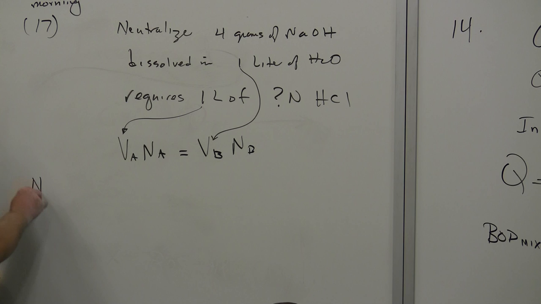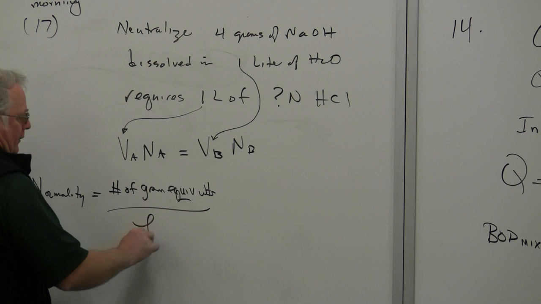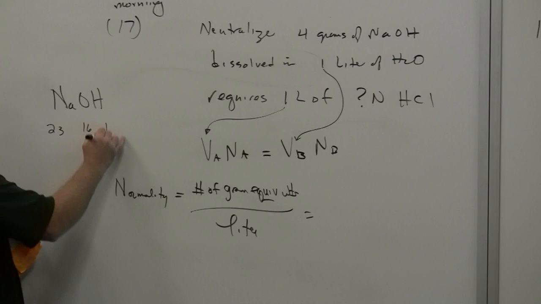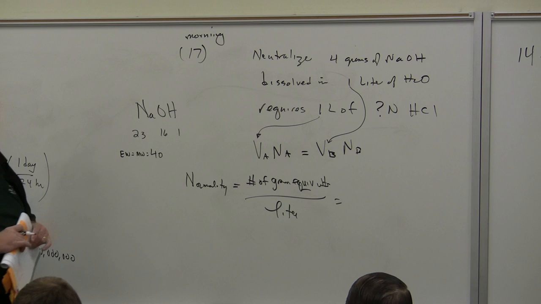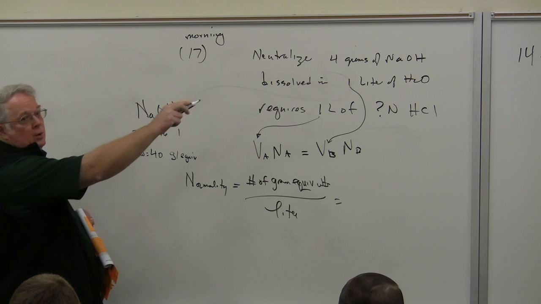So normality equals the number of gram equivalent, not molecular, but equivalent weights per liter, right? So for sodium hydroxide, we're lucky there. Its molecular weight and its equivalent weight are the same because it's got a plus one valence here. So this is 23, this is 16, this is 1, so what's that, 40? 23, 39, 40. So the equivalent weight and the molecular weight of sodium hydroxide is 40 grams per equivalent, right? But we have 4. So what's our normality of the base?